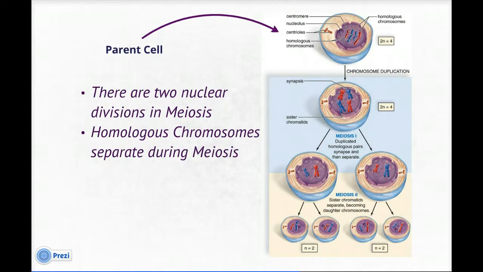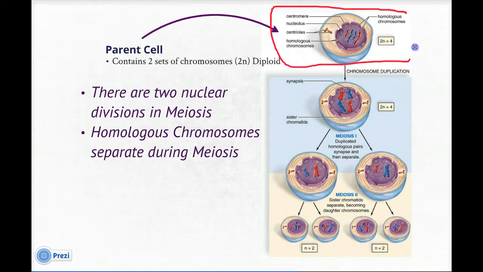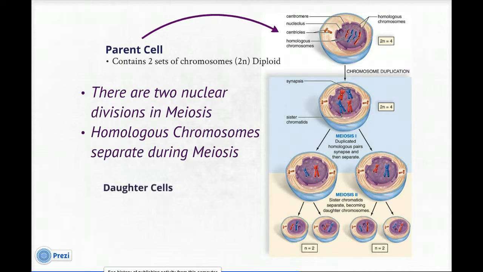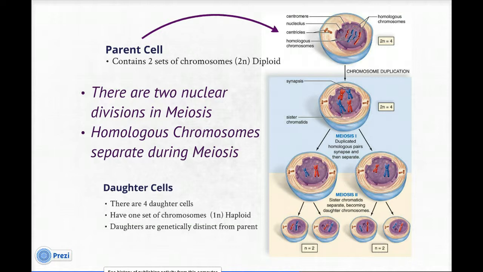First, the parent cell is still going to be 2n, or diploid. In this case, we're seeing that 2n equals 4. However, in the human condition, we'll see that 2n equals 46: 2 sets of chromosomes, 23 different chromosomes equaling 46. The daughter cells for meiosis, because there are 2 divisions, we'll end up with 4 daughter cells.